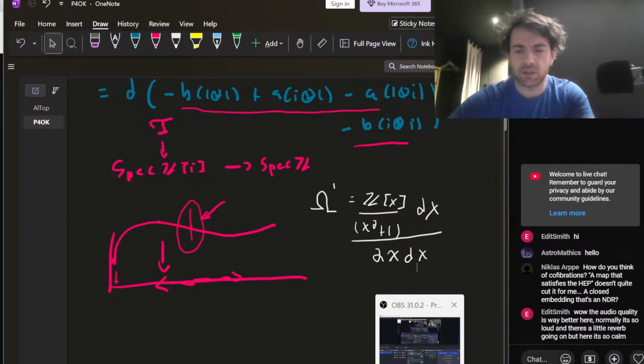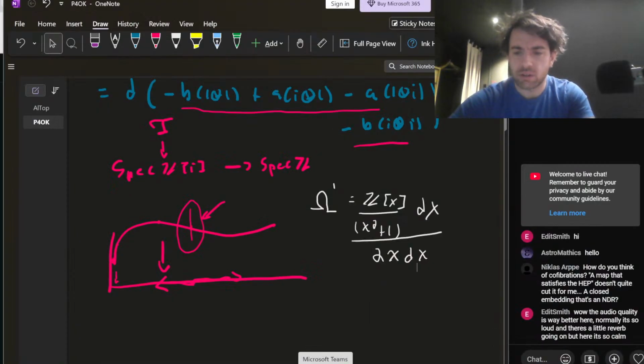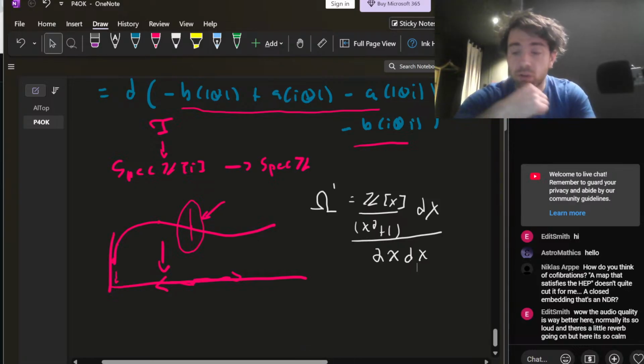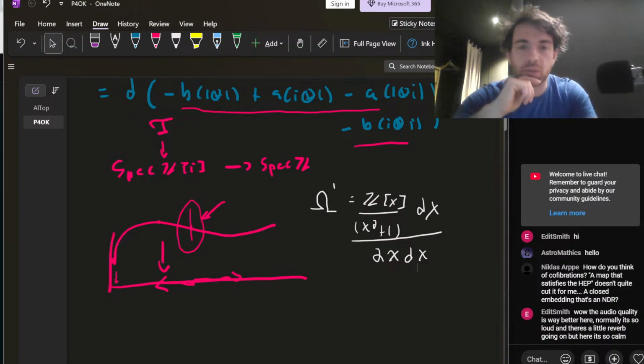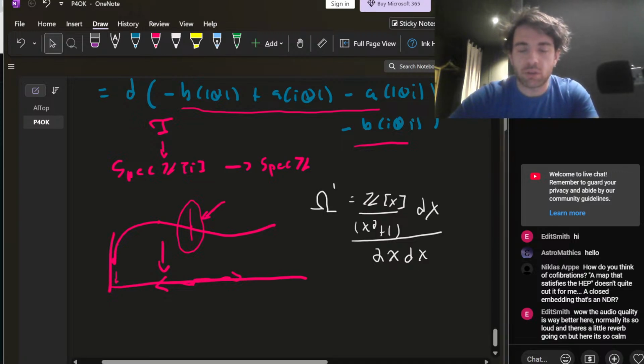Well, I vaguely recall that the audio quality is way better here. Normally it's loud and there's a little reverb going on. Oh, interesting. Yeah, I mean, it's a small room. I guess normally I'm in a larger room. I wonder how much different it is between my home and the office, because some office hours I do from my office and some I do from home.